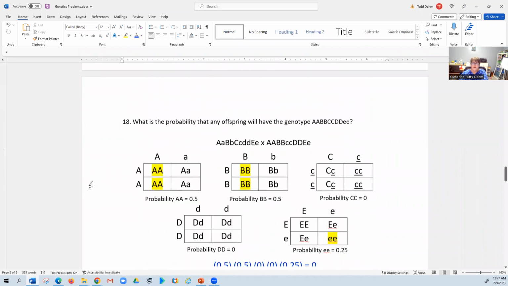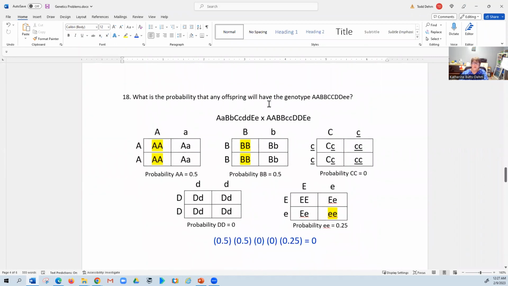So our next one is number 18. What is the probability that any of the offspring would have this genotype? And they're the same parents. So it'd be nice to double check: big A, big B, little b, big C, little d, big E, little e. And I'm checking from Todd's paper. It's over on that other screen. Then we got big A, big B, little C, big D, and then big E, little e.